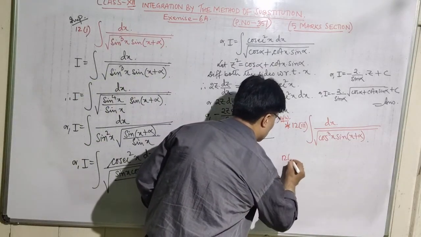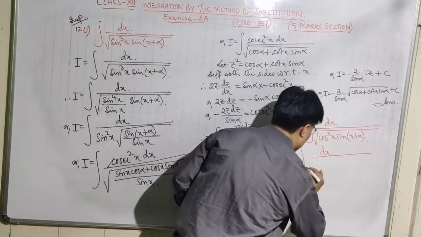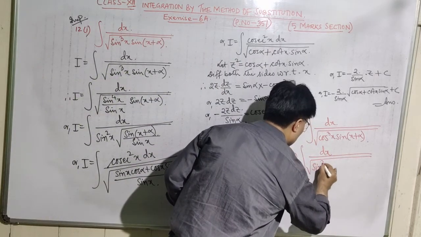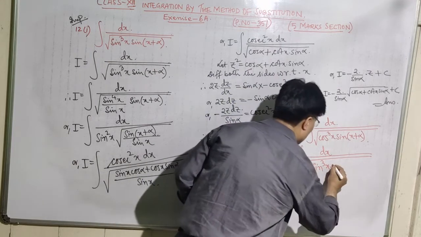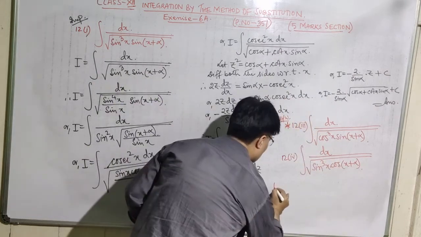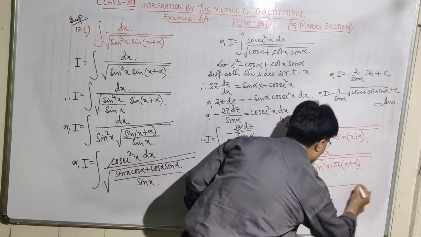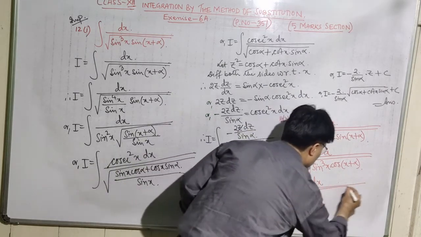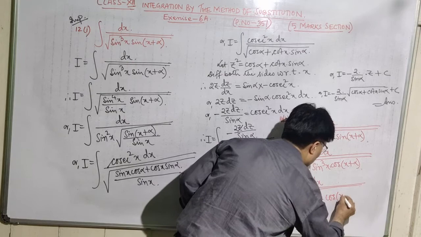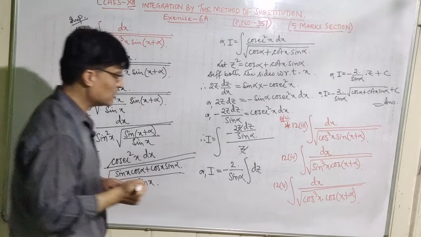And 12 number 4 is also your homework. Integral dx divided by within root, it may be sine cube x into cos of x plus alpha, right? And then 12 number 5, integral dx divided by within root cos cube x into cos of x plus alpha. So these are your homework, right?